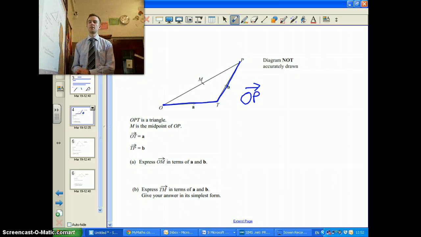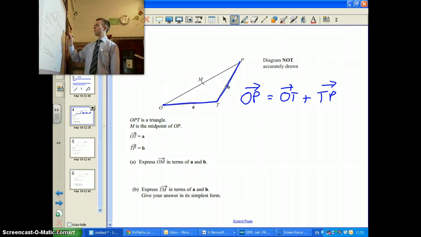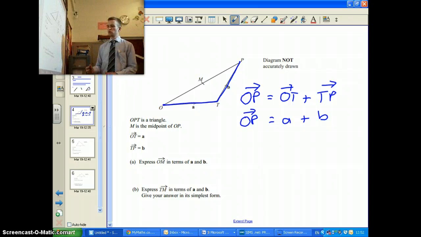How much have we moved in terms of A and B? Hopefully you can see it's the length from O to T, and then we've gone also from T to P. Or more simply, we've moved along A, and then we've gone up B. So we've gone A plus B. So we can say that O to P is A plus B. Alright, so we're almost there.